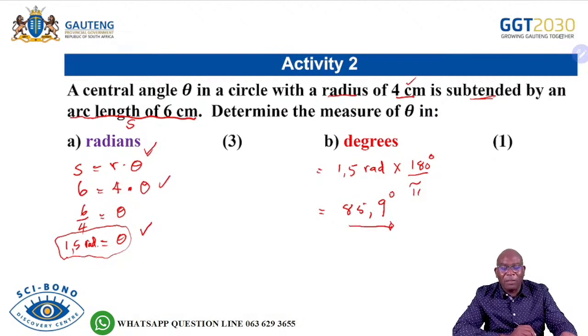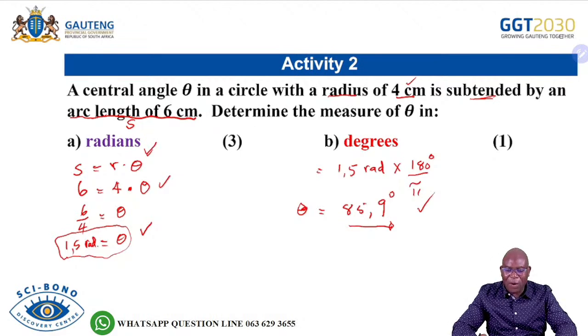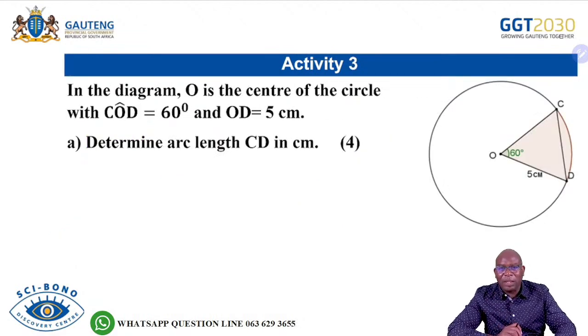So now I've changed my answer from radians to degrees, because the answer was in radians, change it to degrees. And that is just the multiplication, so it's only 1 mark. All right. Nice question. Now let's get to this question. This is also an exam question. Very nice question.